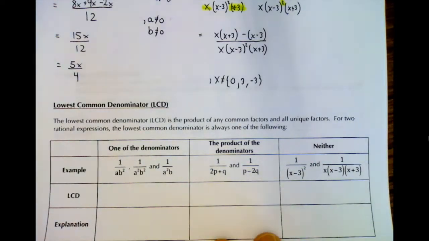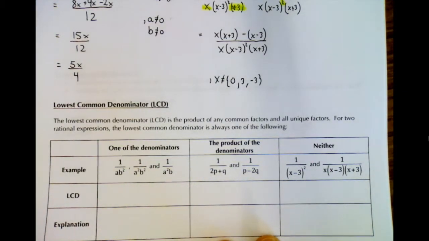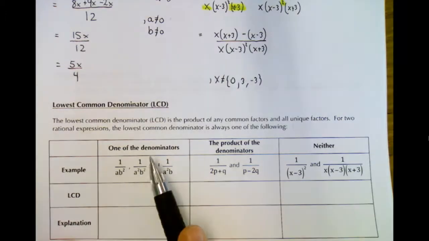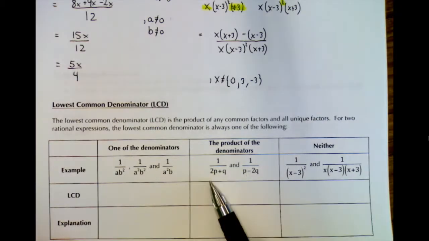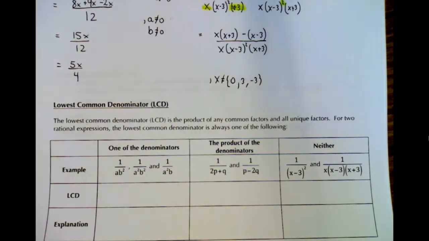So basically there's three scenarios. The lowest common denominator is either going to be one of the denominators, the product of the denominators, so multiplying the two together, or neither, some combination.